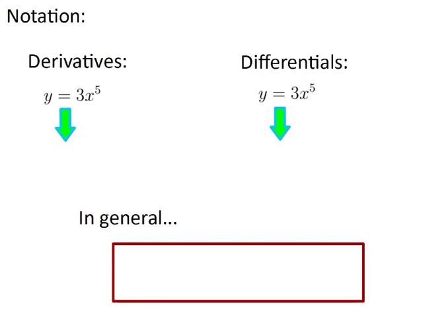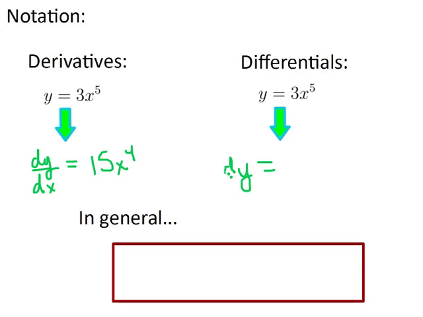Okay, so now let's just look at notation. In derivative notation, when we found the derivative of y equals 3x to the fifth, we could write dy dx equals 15x to the fourth. In differential notation, since dy means something and dx means something, they are changes in x and y, then we're going to have them separated.